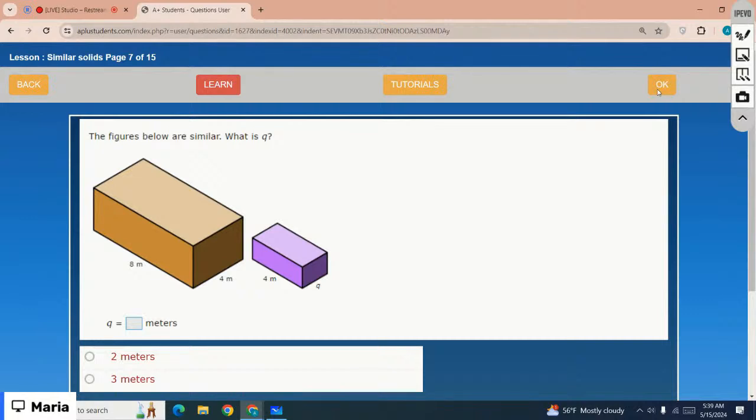The figures below are similar. What is Q? The correct option is 2 meters. Okay, you can complete the lesson by yourself later today.